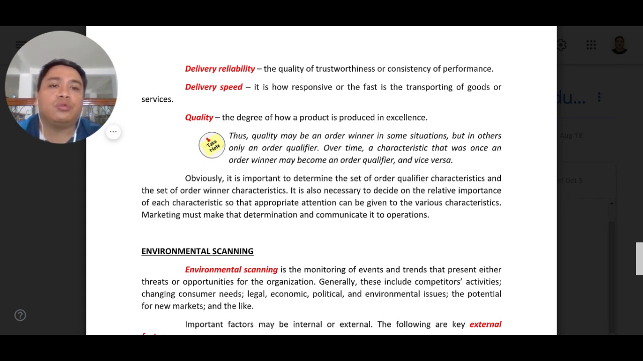In order for you to craft your own formula or strategy to be competitive with the other markets, with the other competitors. That's how order winners and order qualifiers set the importance in terms of strategic formulation.